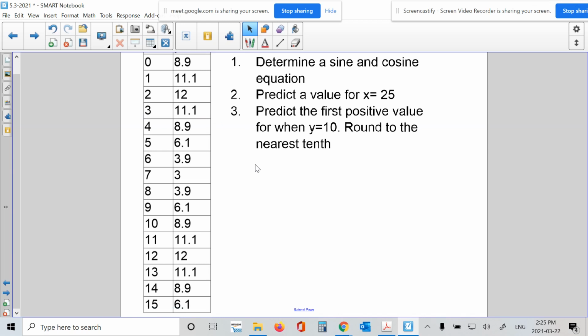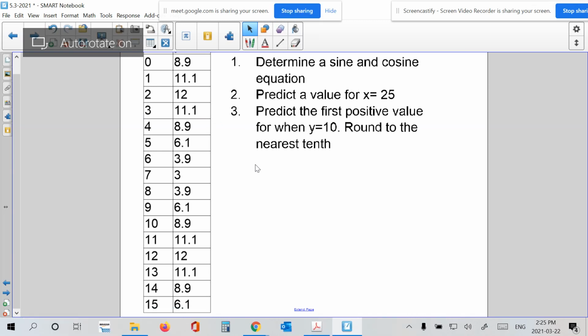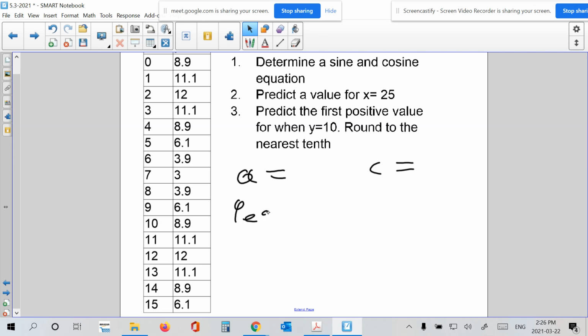All right, I'm going to go back to my stylus. From 0 up to 15 gives us a whole bunch of values here. Can anybody tell me what the A is in this case? We're going to ask all the same questions we always ask. What's the A? What's the C? What's the period, which will tell us the K? And then we're going to ask, obviously, about the phase shift.